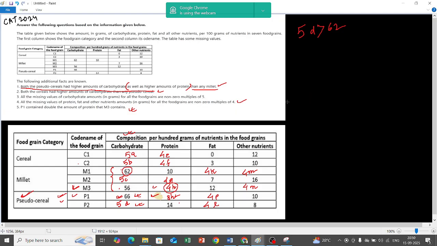Yes or no? Because if 5D becomes greater than 62, it automatically becomes greater than 56, because that is what has been stated in instruction number 1, that both the pseudo cereals had higher amounts of carbohydrate than any millet. So that means the carbohydrates present in P1 and P2 are more than the carbohydrates present in M1, M2, M3. That is why I took 5D greater than 62, because 62 is the maximum value of carbohydrate among the two cells, 62 and 56. Please tell me if you have understood this part, because this is what we are going to follow throughout.